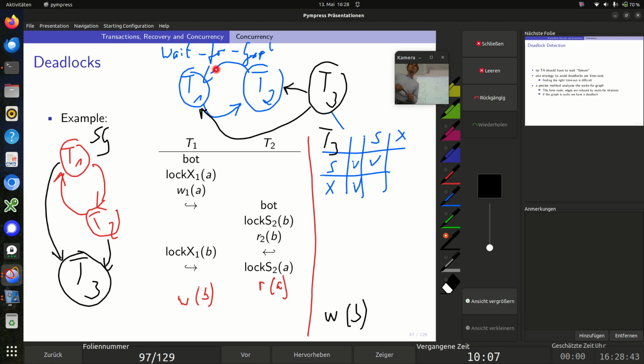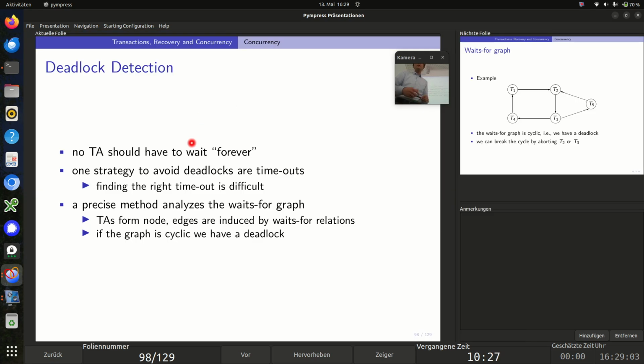Okay, so now you have seen a wait-for graph, and what do you see also? As soon as we have a cycle, we have a deadlock. So T1 is waiting for T2, and T2 is waiting for T1. So now the question is, how can we find deadlocks? The idea is, no transaction should wait forever, which would be sad because the transaction would never come to a result.